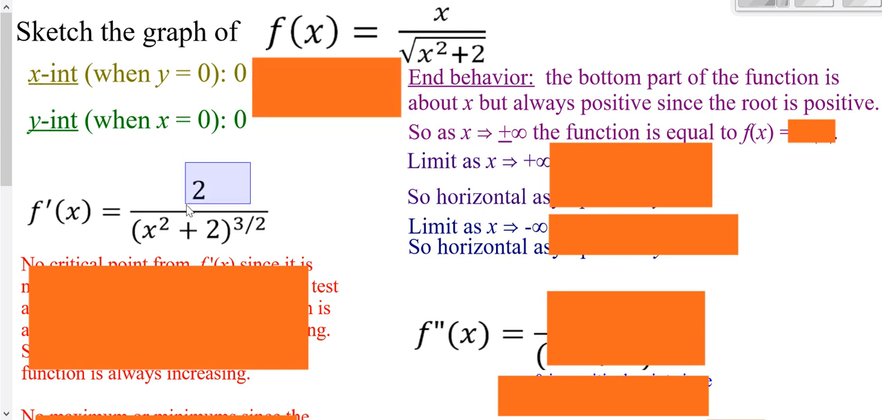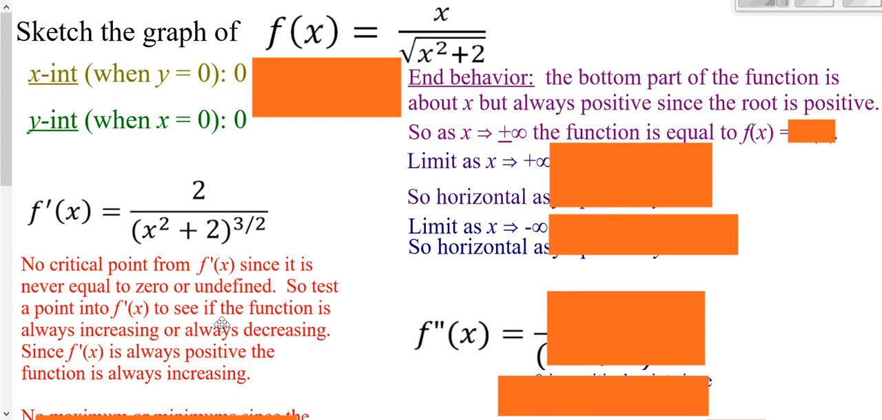So you set the top equal to 0. Oh, the top's never 0. Well, you set the bottom equal to 0. The only way the bottom's equal to 0 is when this is equal to 0. If you square something and add 2, it's never 0. So you have no critical points in the top and no critical points in the bottom. So it's always either increasing or always decreasing. But the top is positive, the bottom's positive, so you know it's always increasing. So your graph is always going up as you go to the right.